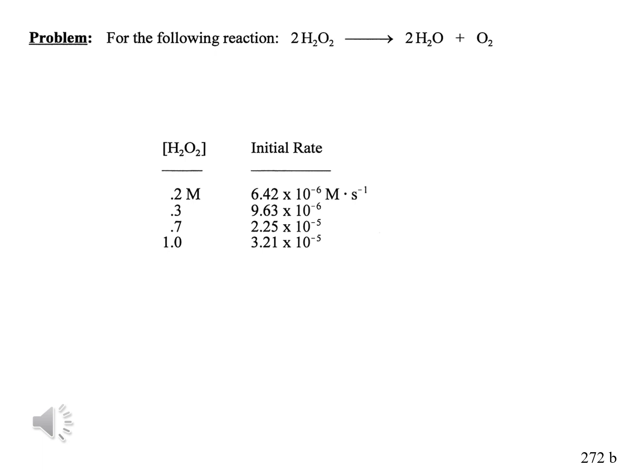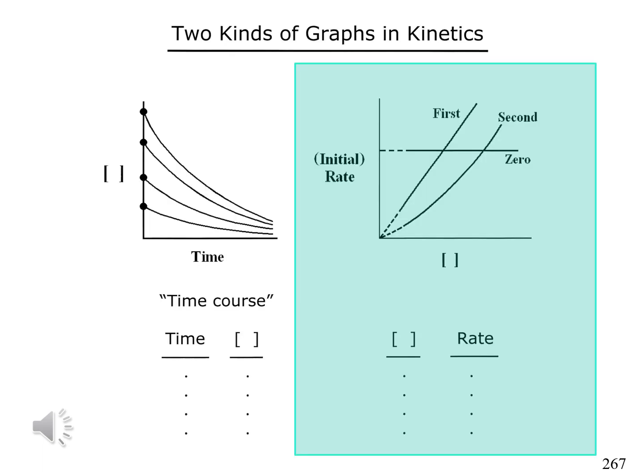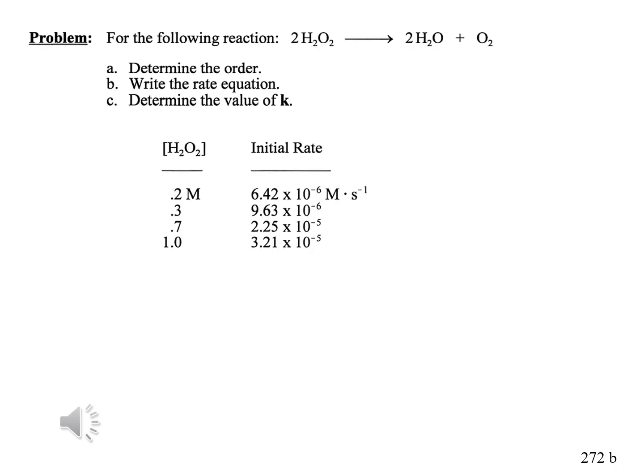This one is a real reaction where hydrogen peroxide decomposes to oxygen, and I gave you data that people have gathered on this reaction. Again, you can see that we're in the type of data that is concentration versus rate, so we're going to do the type of math associated with that kind of graph. In this problem, I'm going to ask the same 3 questions as in the previous one, but you can't determine the order by just looking, so we're going to have to do some math in order to get it.